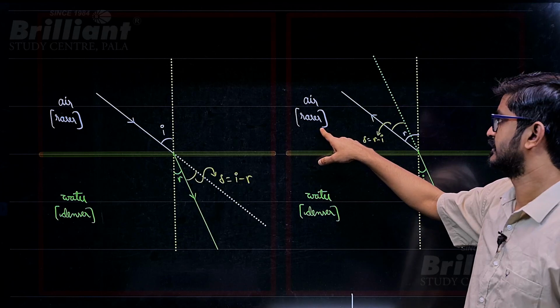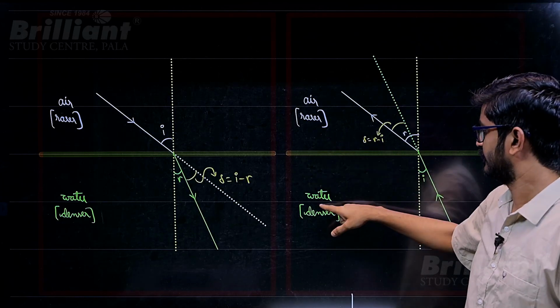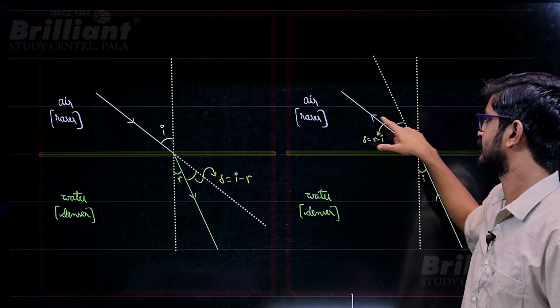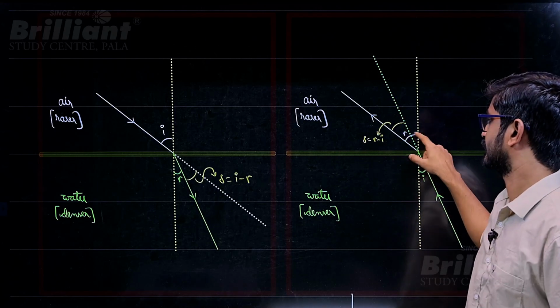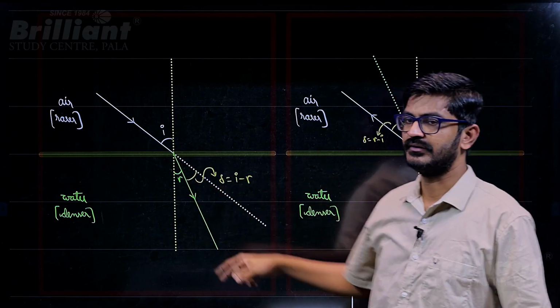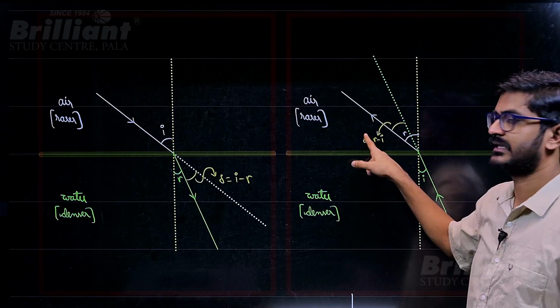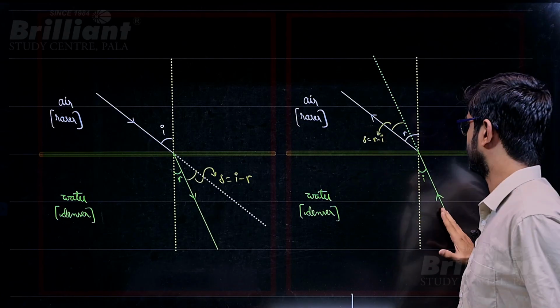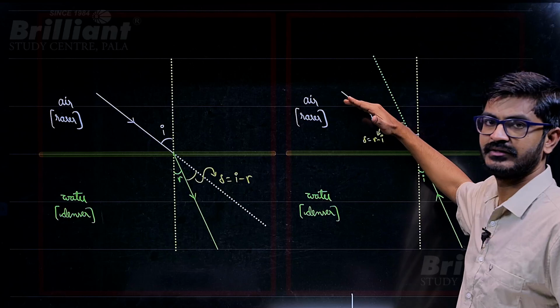Mu value is more, angle is less. Mu value is less, so angle will be more. So here the refracted angle will be more, you can see it here. When a ray goes from denser medium to rarer medium, it will be bending away from the normal. It used to go like this, but now it is bending away from the normal.